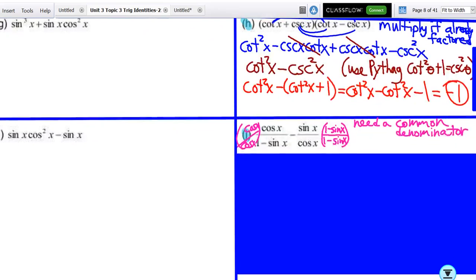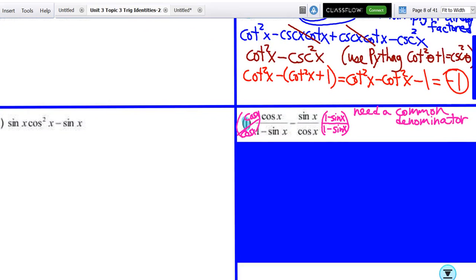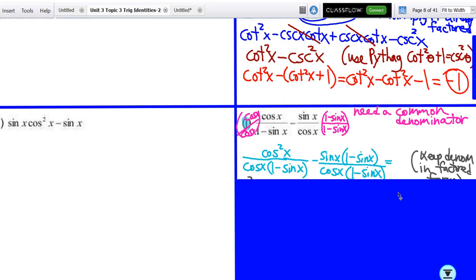Letter J. Once again, I need a common denominator. To do that, I need to do what we've done in the past, which is basically a least common multiple or least common denominator. So that means I'm going to multiply the first fraction by cosine x over cosine x. I'm going to multiply the second fraction by 1 minus sine x over 1 minus sine x. That gives me common denominators for both fractions.